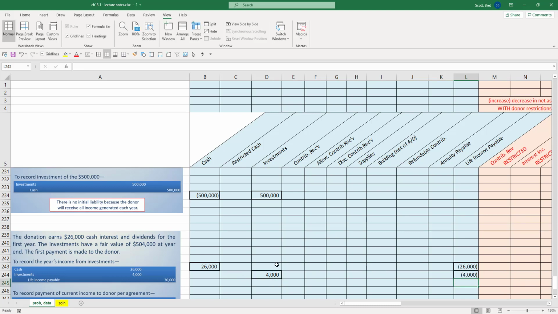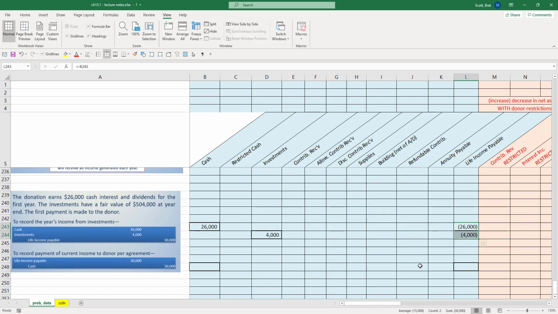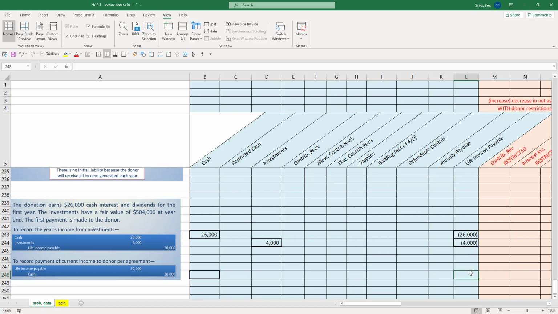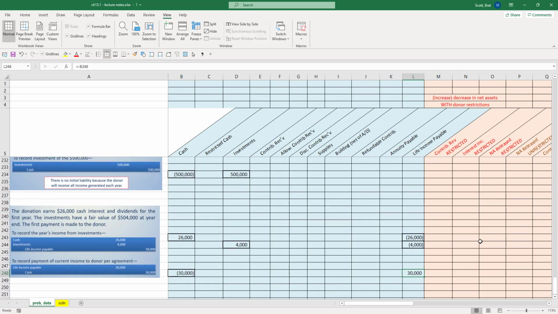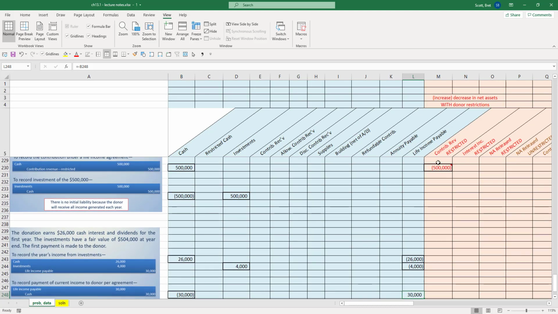In total, how much has this investment account grown? 4,000. It's also paid out 26. So that 30,000 is all that's paid out. Not the 500,000, that's left alone. When cash is paid out, we credit 30 and debit the life payout. What's different in this case, though? The $500,000 remains left alone.